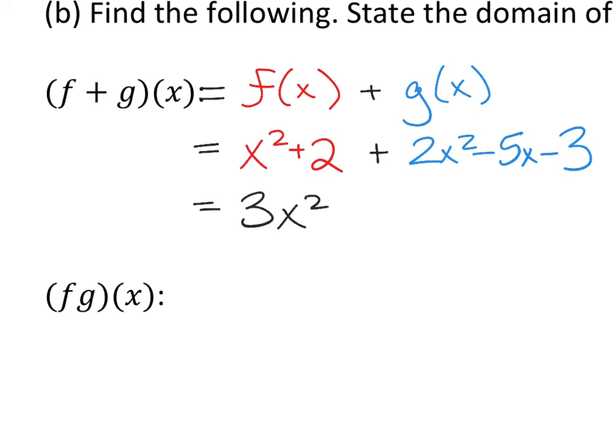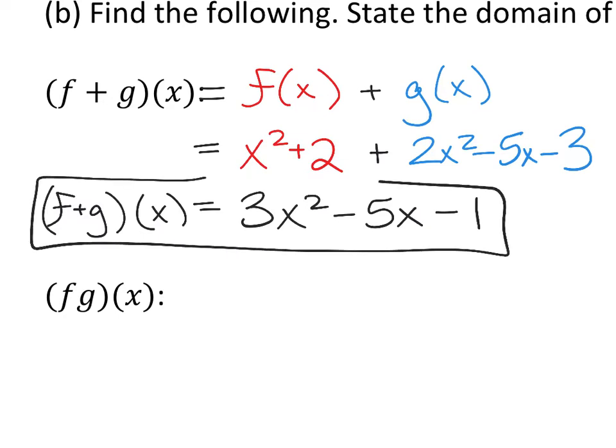That's 3x squared. We've got no like terms when it comes to the x's, but then we have some constants, so we can add them together. So we have that f plus g of x is 3x squared minus 5x minus 1. That's it. Its domain is still all real numbers from negative infinity to infinity because it's still a quadratic. And quadratics don't have any domain restrictions. And both of my equations I started with had no domain restrictions, so we're good to go.